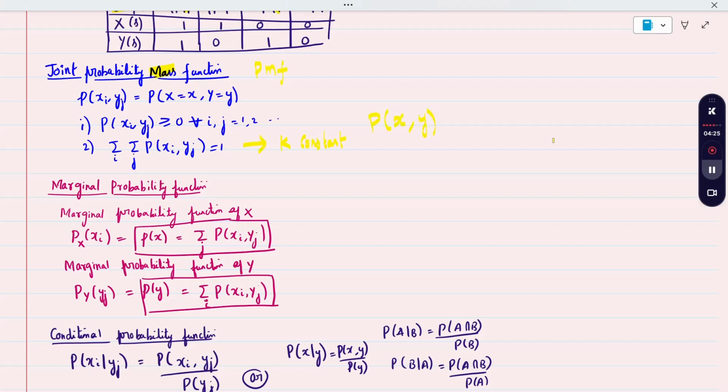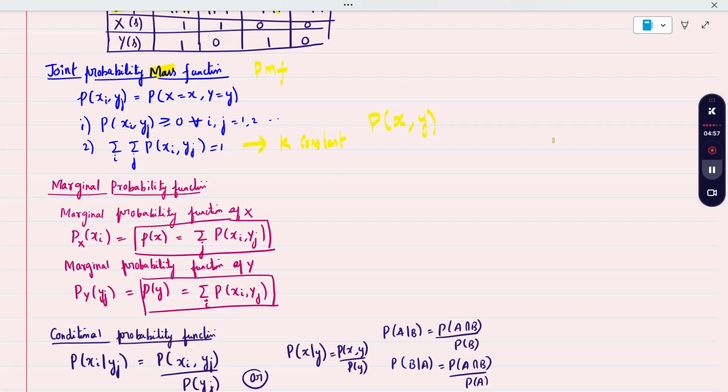This is why i and j are written: for the generalized case you get a confusion, so we have to write it this way, probability of x comma y. In the same way, the second topic is the marginal probability function. It is of two types: marginal probability function of x and marginal probability function of y. P of x is nothing but summation over j of probability of xi comma yj. P of y is nothing but summation over i of probability of xi comma yj.